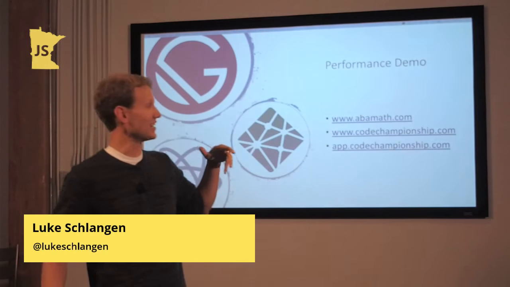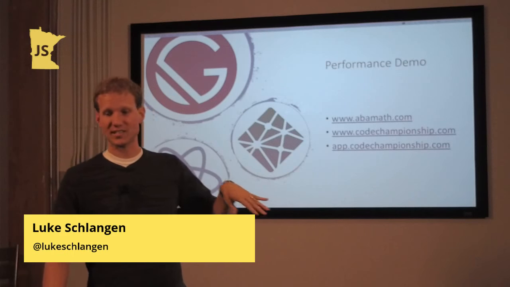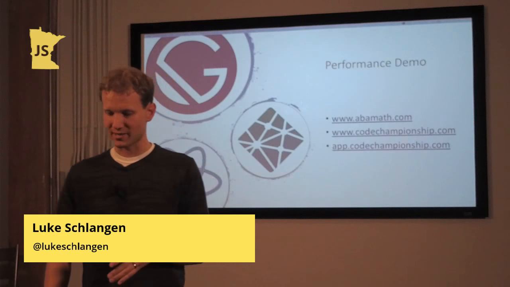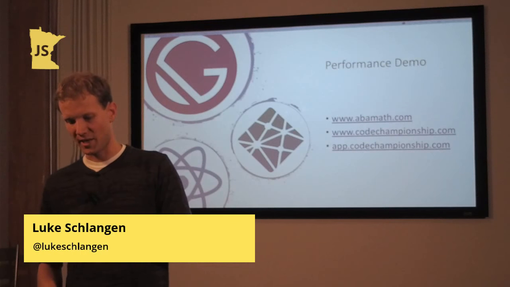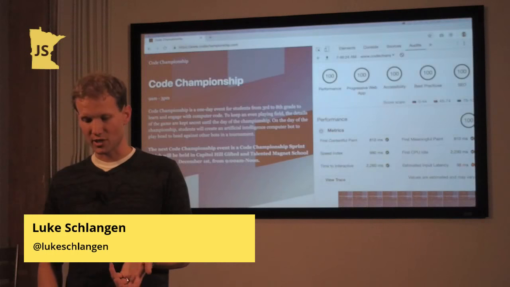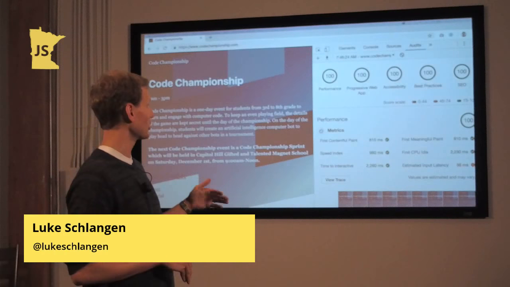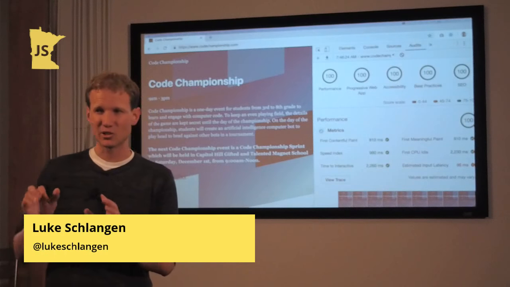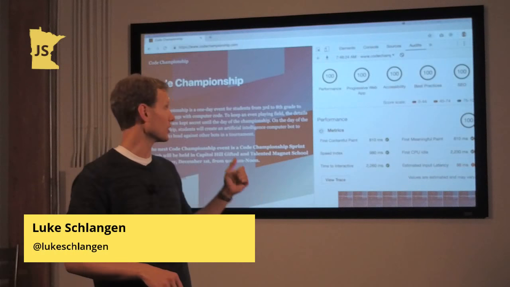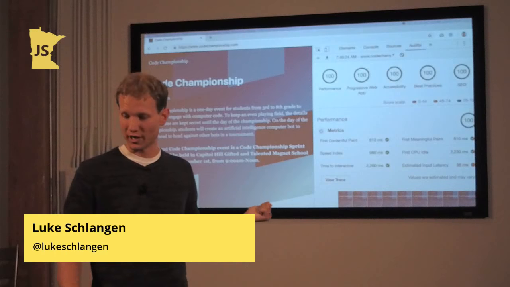What we're going to do is, I did build three sites and deploy them. These are sites I've been working on for a little while: abamath.com, codechampionship.com, and app.codechampionship.com. And I ran those Lighthouse audits on them. Code Championship, perfect across the board, though sometimes it's 99, so it's kind of hit or miss. If I'm on really solid Wi-Fi, I get to 100, but sometimes the performance gets down to 99. So I feel pretty good about this one.